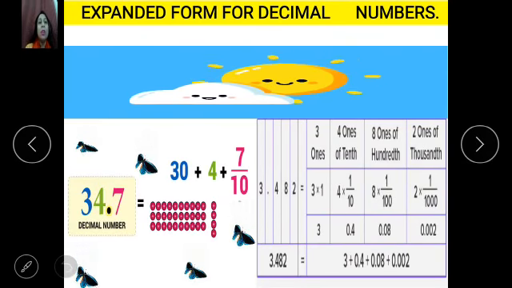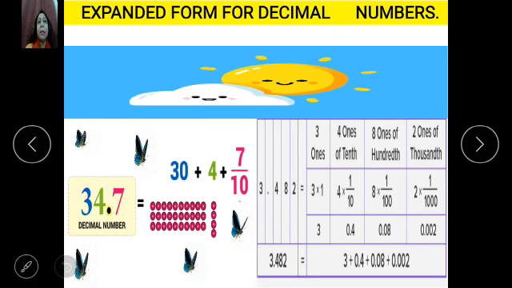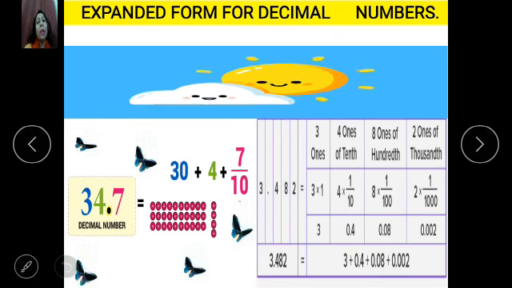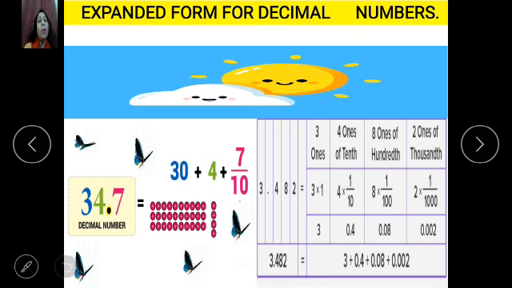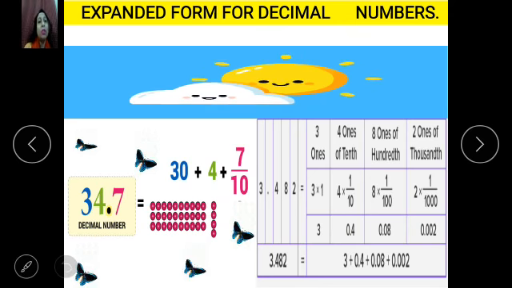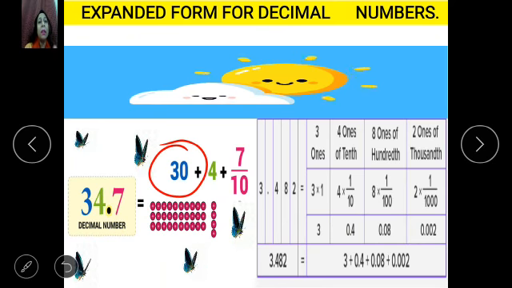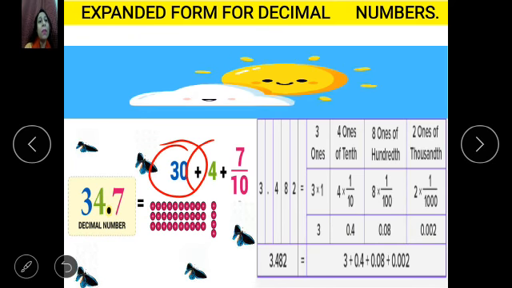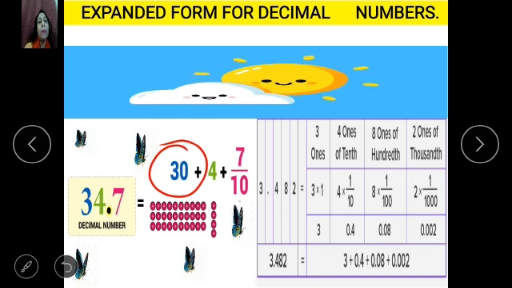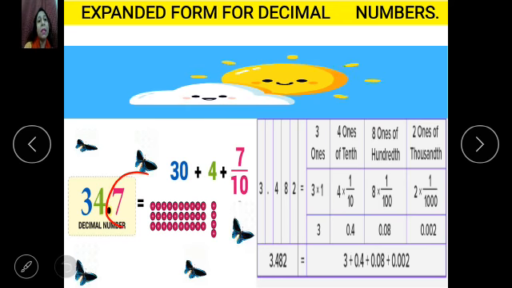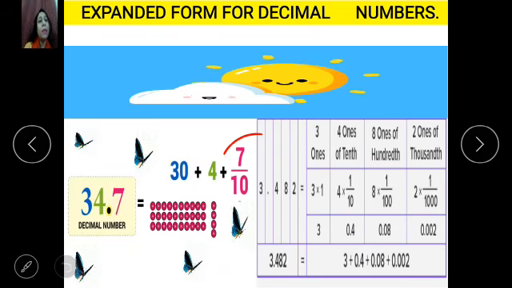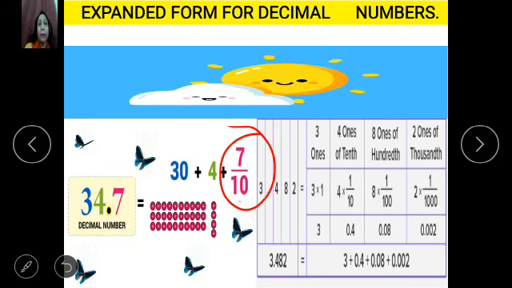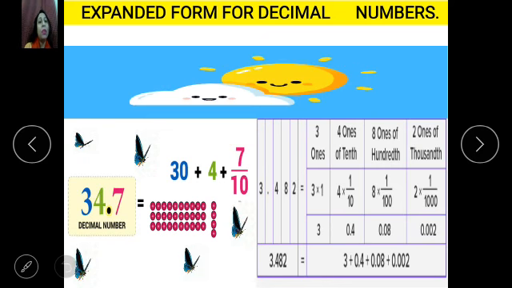Expanded form for decimal numbers. Here we have to expand this decimal number. I have taken one number, 34.7. Here 34 is a whole number. So 3 is in the tens place, so 30 is there, and 4 is in the ones place, plus 4 I have written. Now after the point, 0.7 is present, so this is the tenths place. So I have written over there 7 by 10. Like that you have to write.